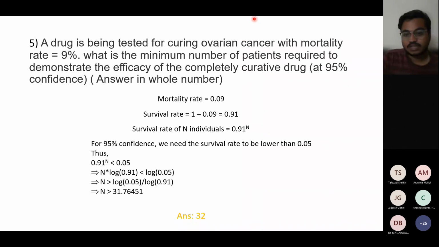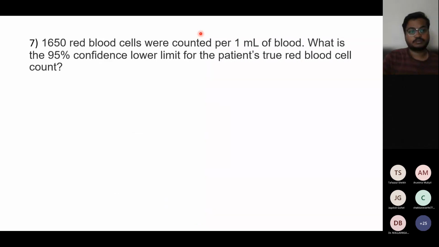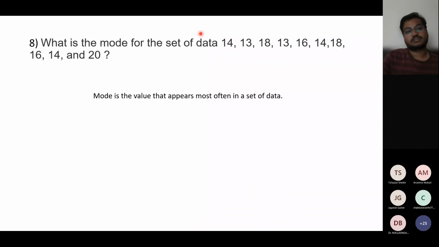So does anyone else have any other doubts regarding assignment 1? Question number 8. Yeah, it's quite straightforward. Mode is defined as the number in a set of data that appears the most number of times. Here we can see 14 appears 3 times, which is the highest. The rest, like 13, 16 and 18, appear twice, and 20 appears once. So the answer here will be 14.